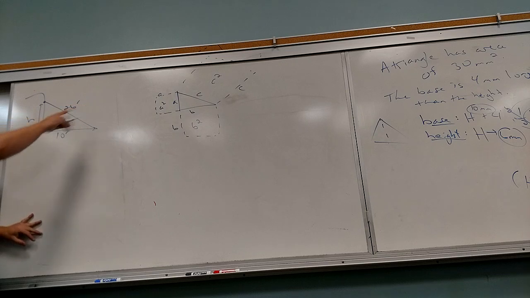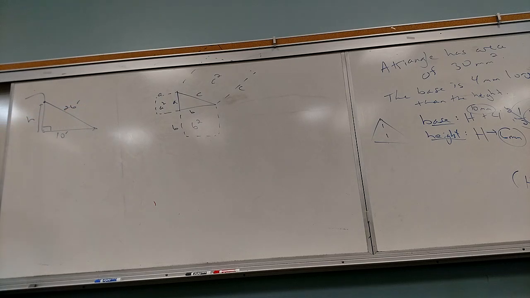What's the most important side? C squared. The C, because it's the only one that's by itself. So what's C up here? 26. 26, I love it. So I got h squared plus 10 squared equals 26 squared.